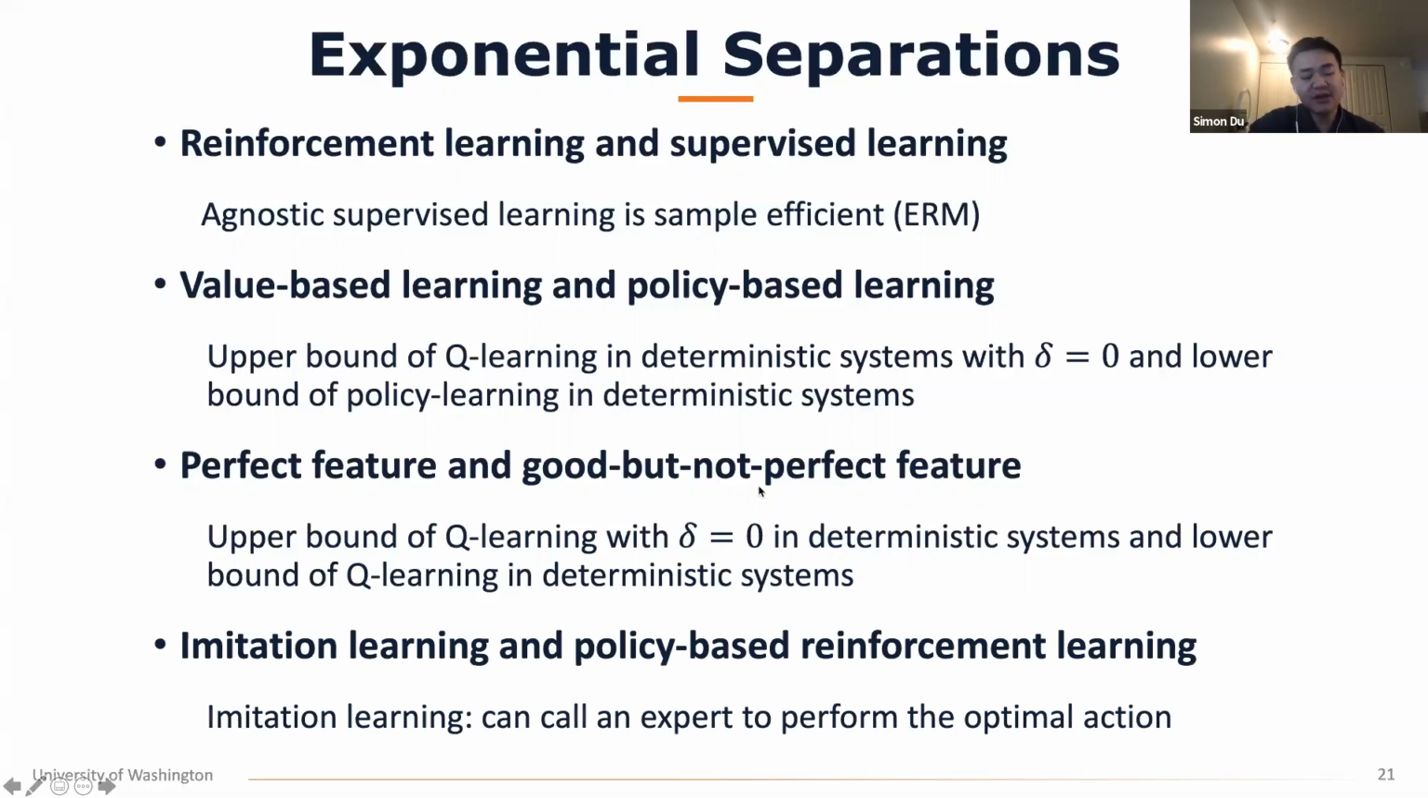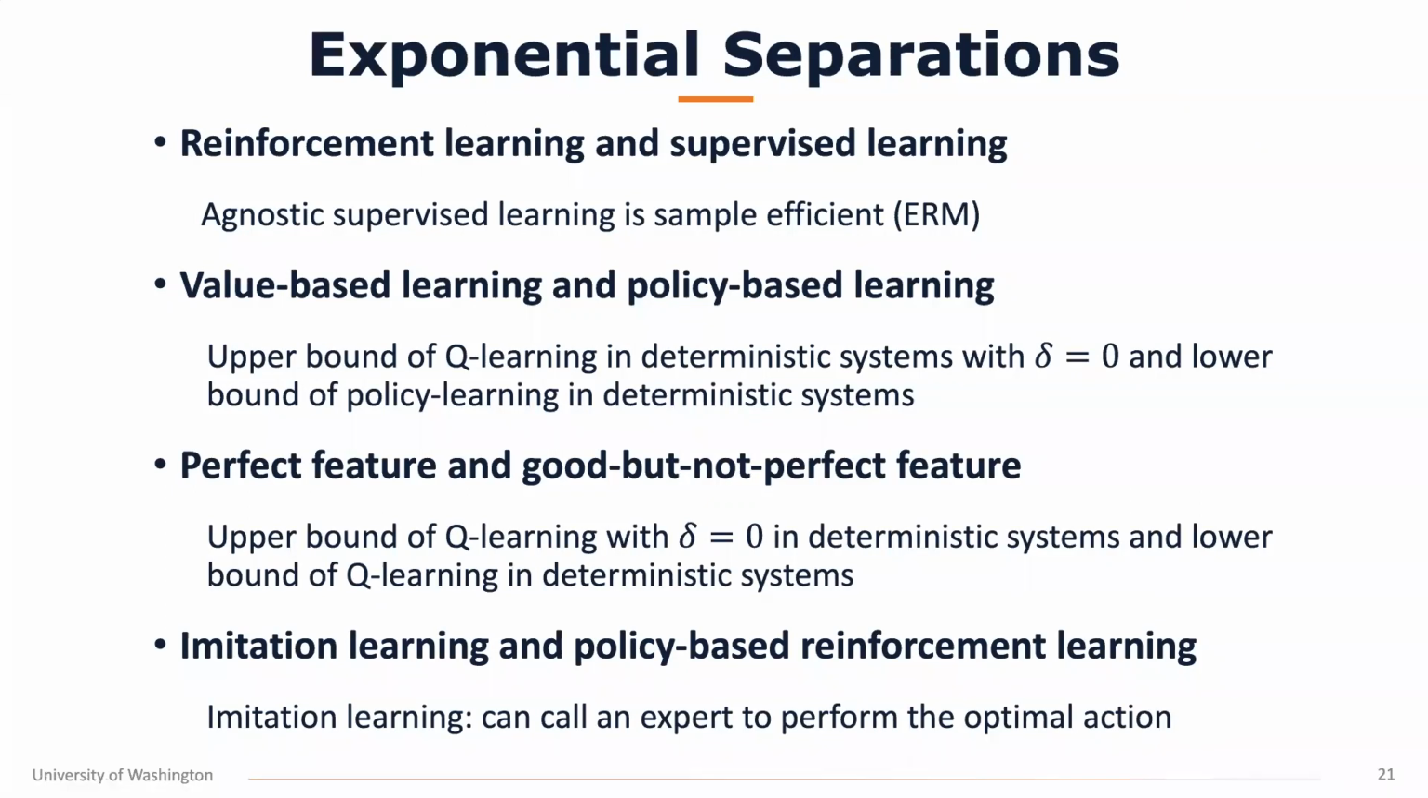For those who are familiar with reinforcement learning, there's another setting called imitation learning. Basically, you have some expert to tell you which action is the best action. It's like a subclass of policy-based reinforcement learning. For imitation learning, you have a polynomial upper bound, even in the setting I described today. So there's an exponential separation between imitation learning and policy-based reinforcement learning.